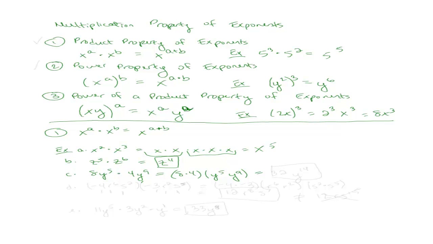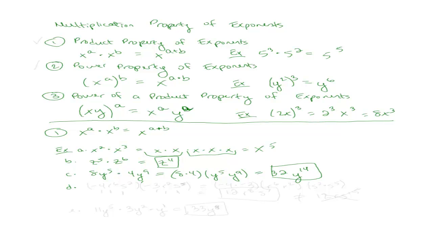So 8 times 4 is 32. And to do y to the 5th times y to the 9th, I use the rule that I just learned up here. x to the a times x to the b means that I just add up the exponents. So what does that give me? 14. So my answer is 32y to the 14th.